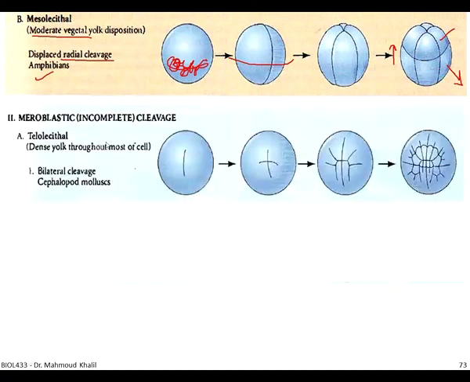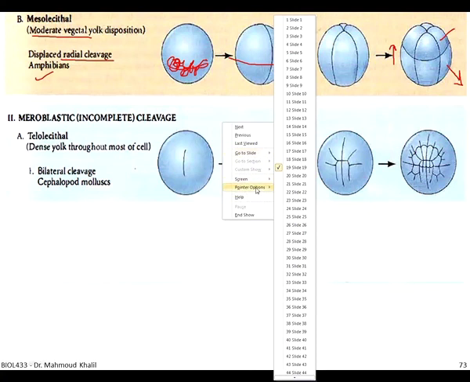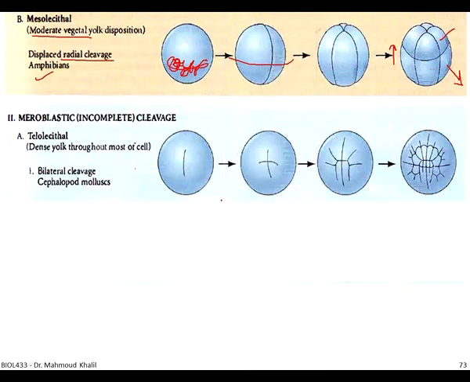Then we have the meroblastic. Of course, all these previous cleavage patterns are holoblastic. Then you go to the meroblastic, or incomplete, cleavage. And of course, this occurs because we have a huge amount of yolk. It is the telolecithal egg.